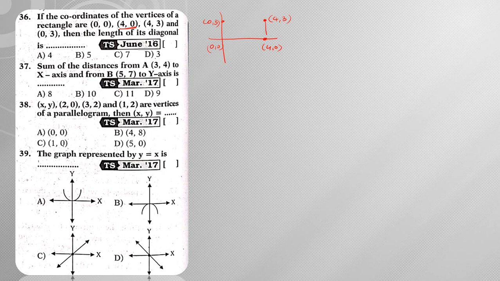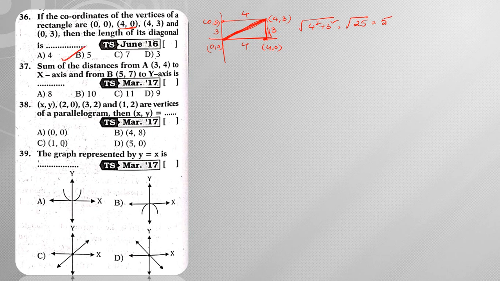Right? So from this, what can I say? This length is 3 units and this length is 4 units. Now clearly, what is he asking? He is asking you to find the length of the diagonal. The length of the diagonal is nothing but the hypotenuse of this particular triangle, or directly you can find the distance between these 2 points, 0, 0 and 4, 3, which is the square root of 4 square plus 3 square, which gives me the square root of 25, which is equal to 5. Hence the answer is 5.